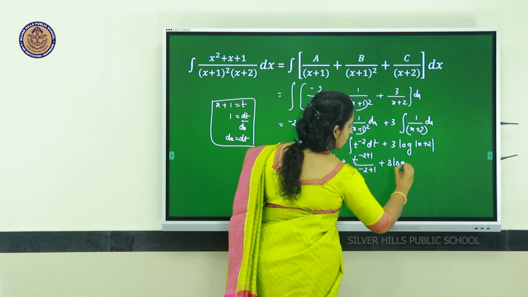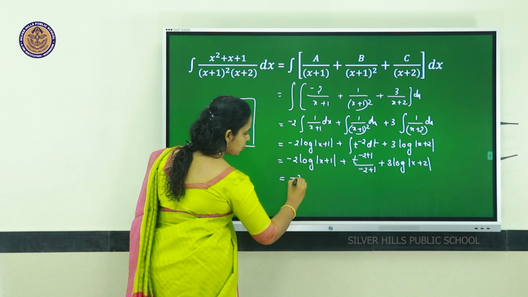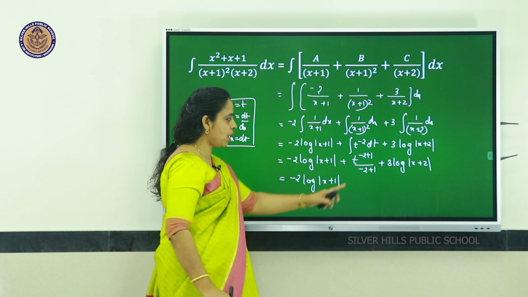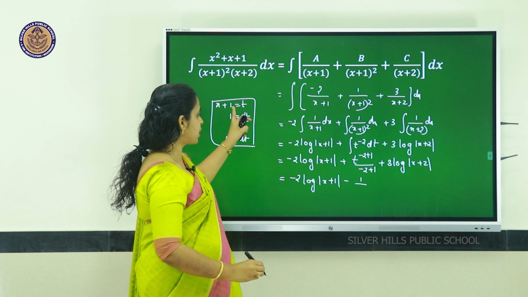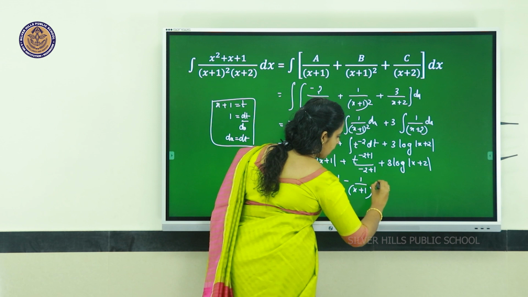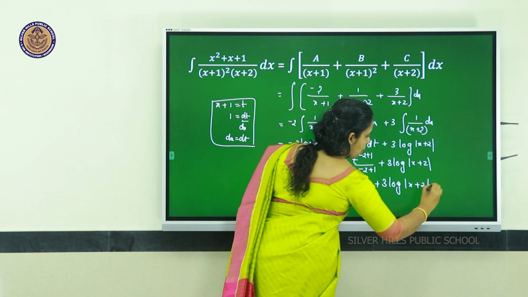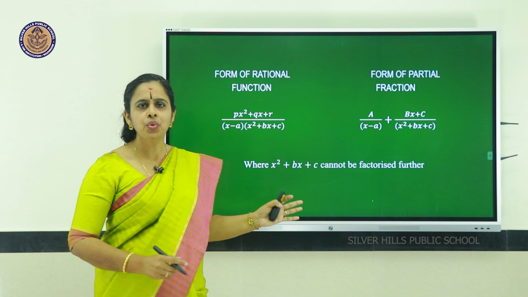Next line, minus 2 log x plus 1, then here minus 2 plus 1 is minus 1, so minus 1 divided by t raised to minus 2 plus 1, which means t raised to minus 1. What was t? x plus 1. So minus 1 by x plus 1 plus 3 log x plus 2 plus c. Final answer. Now let us do the next form of rational function.